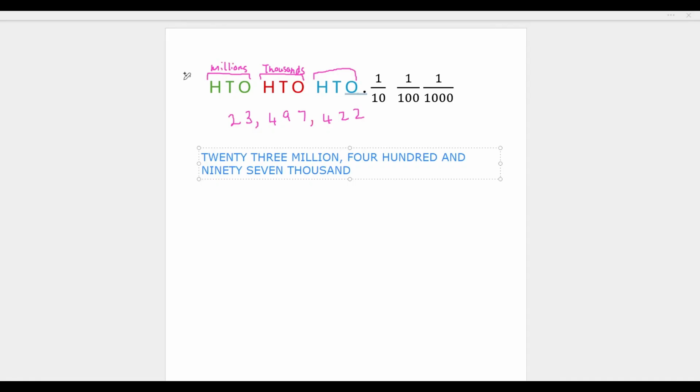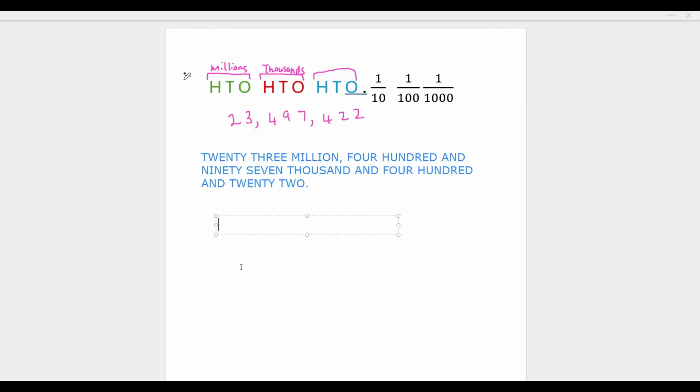And now we come to our final block, which is our hundreds block, with just the hundreds, the tens, and the ones, and we can write and 422. Okay, so that is how you would write that number in words and how you would read that number as well. So you read it in blocks: your millions block, then thousands, then hundreds, so 23,497,422.